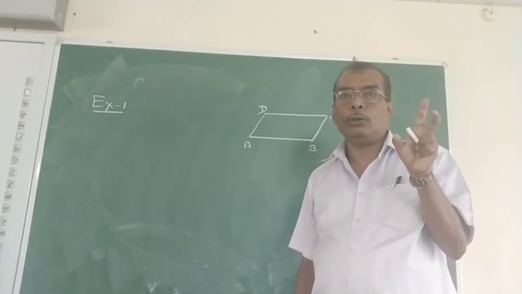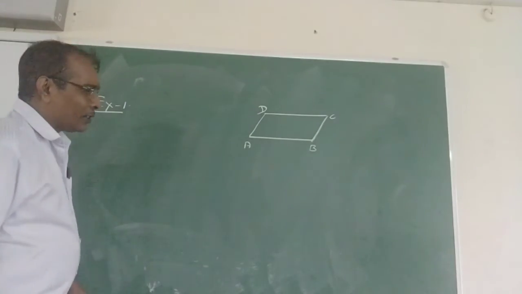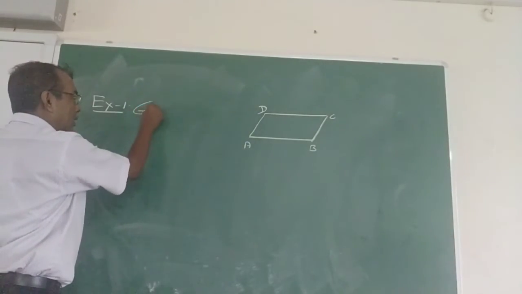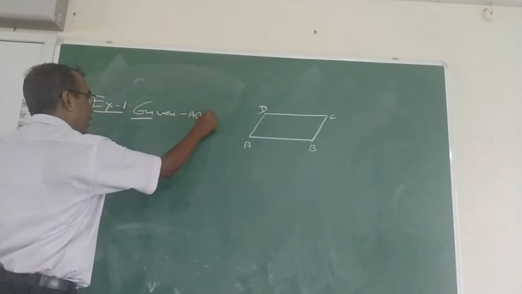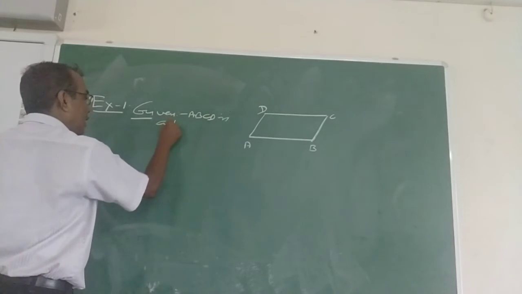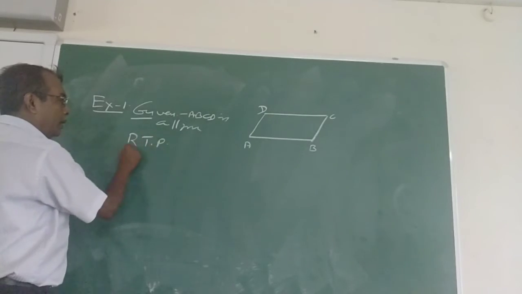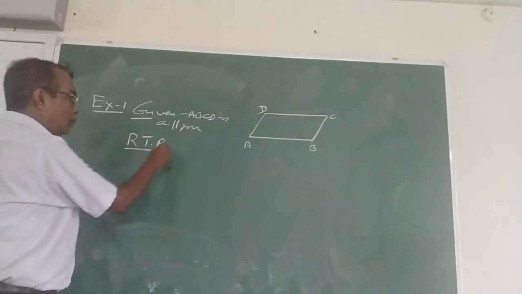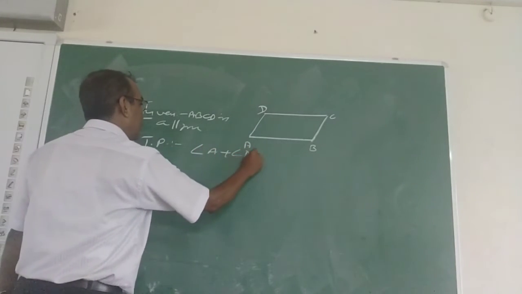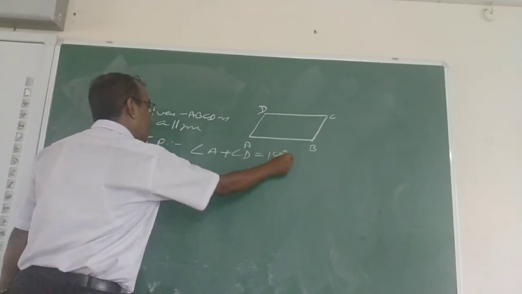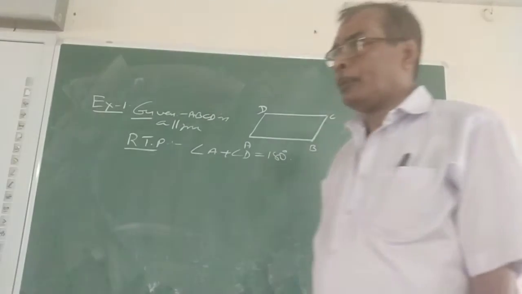How will you prove? What you have to do here for solving this type of problem? A few things are required to write. First of all, you have to write here given. It is very much compulsory. Given ABCD is a parallelogram. Then afterward, you have to write here RTP, required to prove. What is required to prove here? Angle A plus angle D is equal to 180 degrees. I have considered only one pair, and they are asking you to show this in one pair.